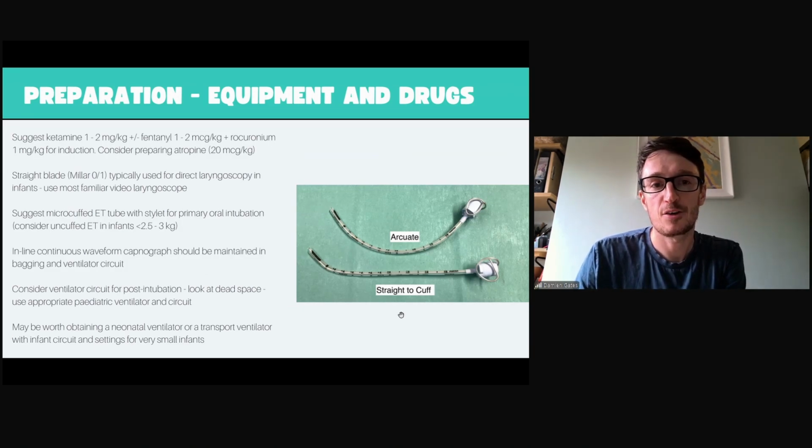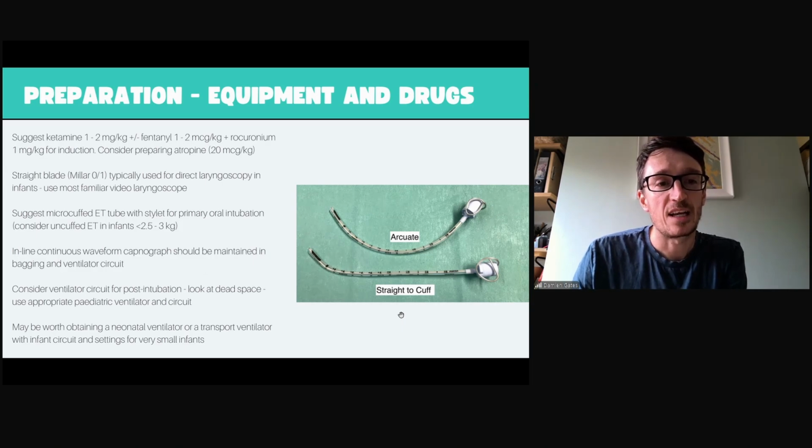In terms of preparing your equipment and drugs, it suggests use ketamine 1 to 2 milligrams per kilo plus or minus fentanyl 1 to 2 micrograms per kilo plus rocuronium for your induction, and consider having some atropine close by. I would suggest using this mix even if you're more familiar with other anesthetic drugs, because this is the most cardiostable kind of induction. It's the standard that we use in ICU. Ketamine will give you some tachycardia, which will help with your cardiac output in these infants.